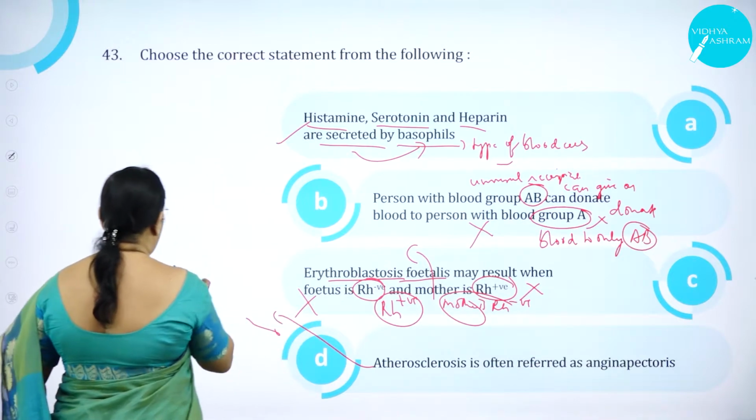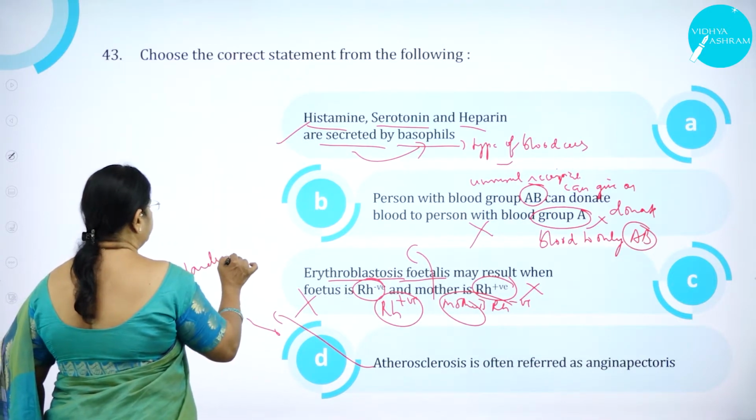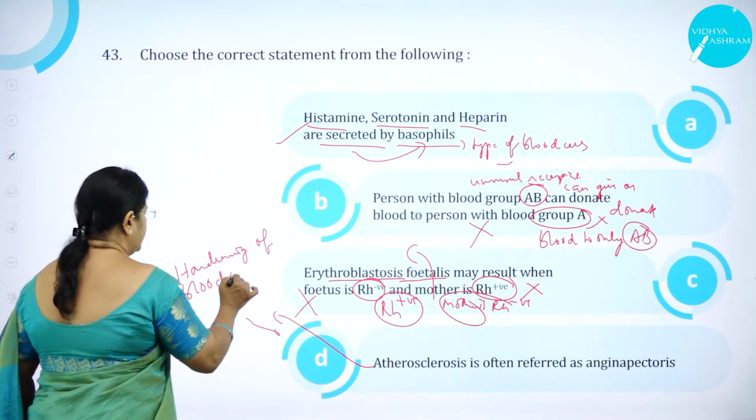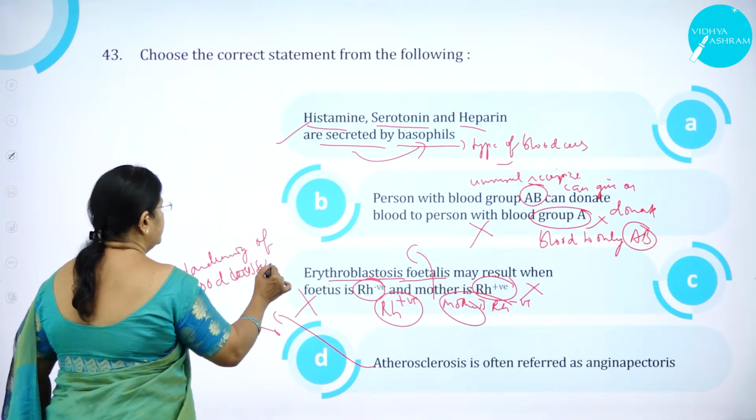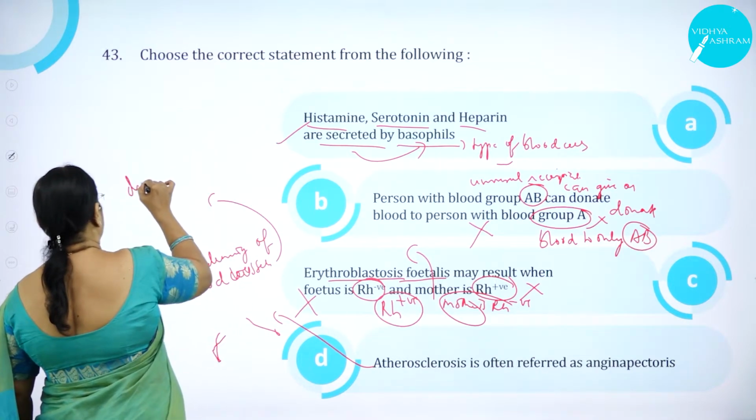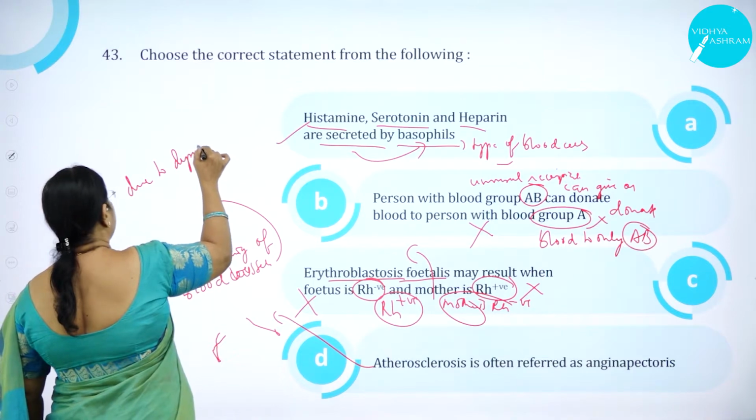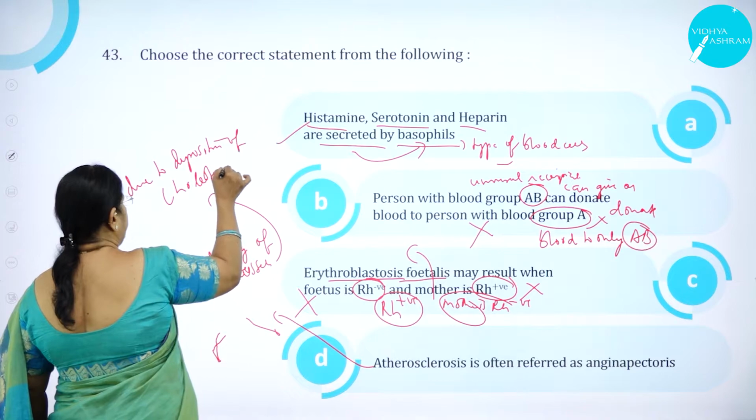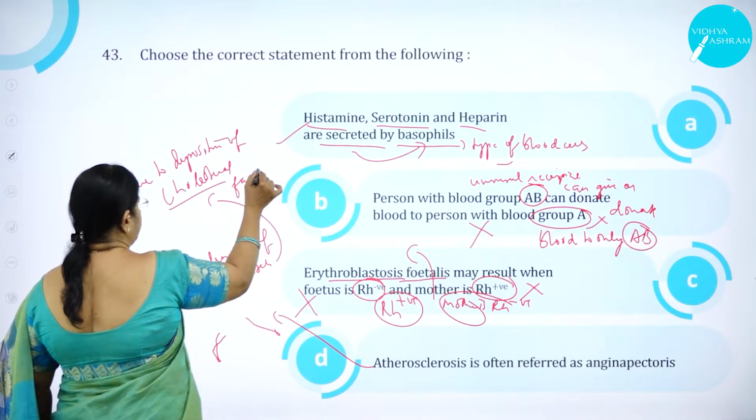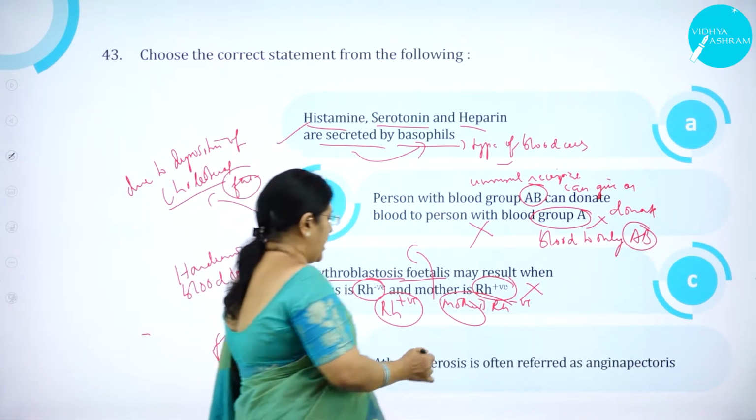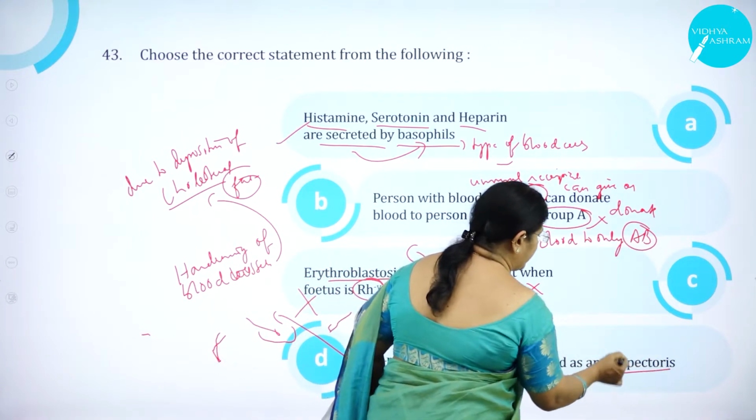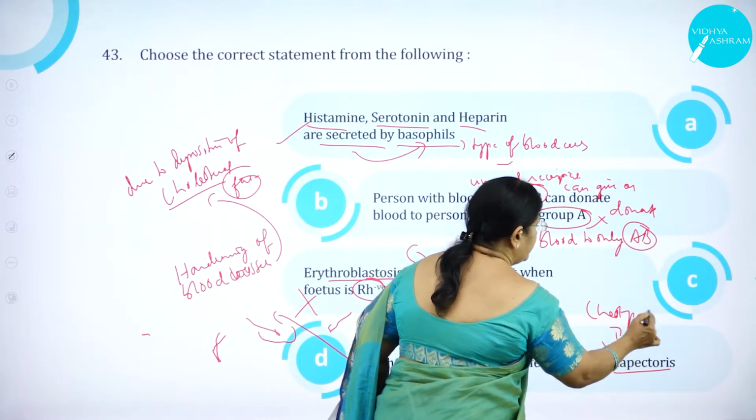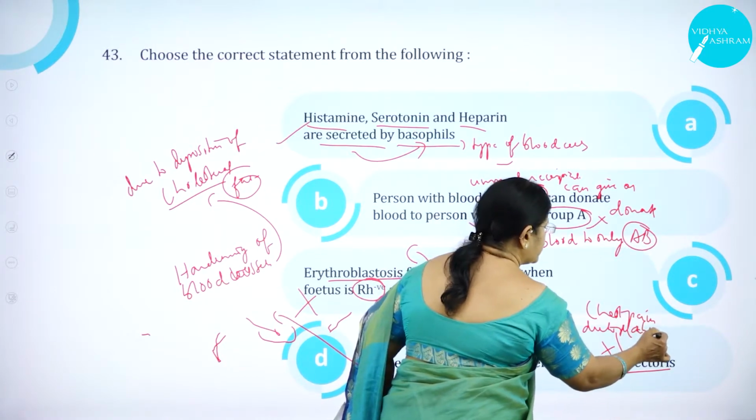Atherosclerosis is what? Hardening of arteries. Hardening of blood vessels due to deposition of cholesterol, fat, cholesterol. So that is called atherosclerosis is referred as angina pectoris is wrong. Angina pectoris is nothing but called chest pain due to the abnormal blood vessels.